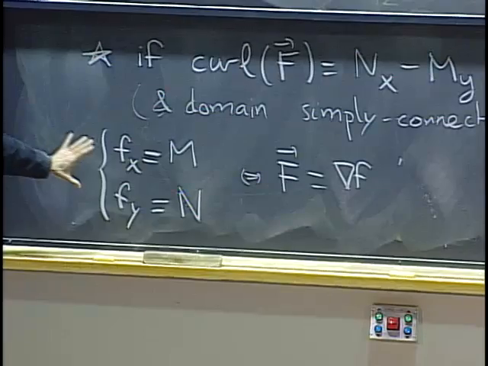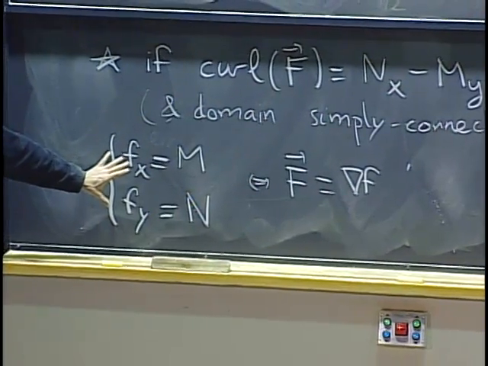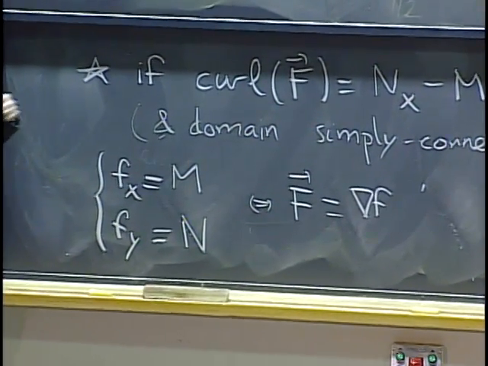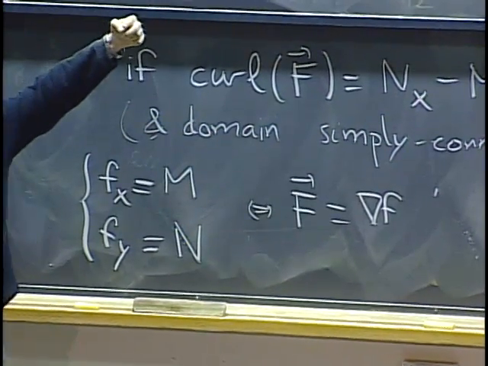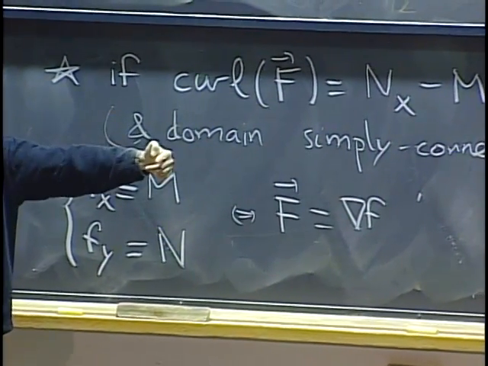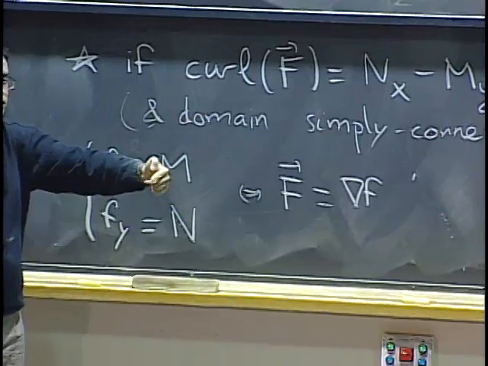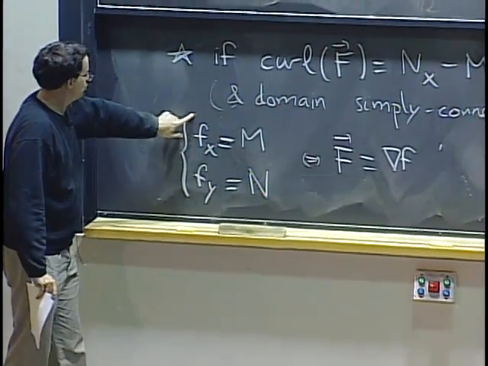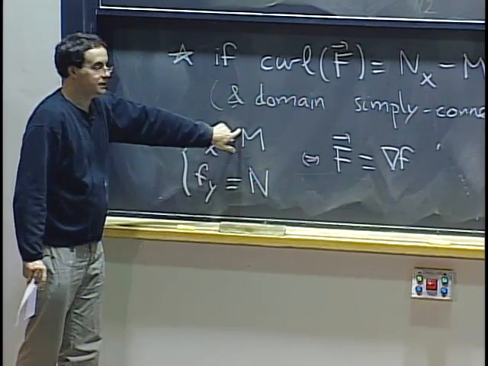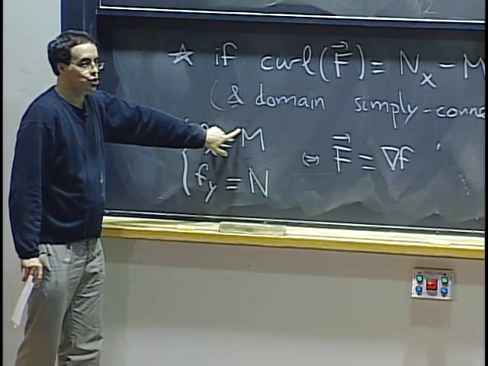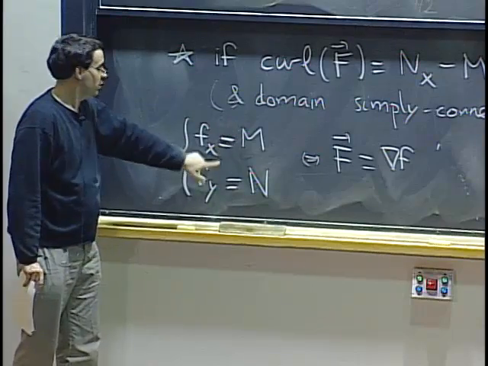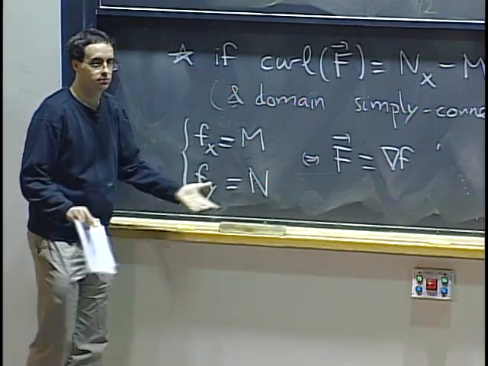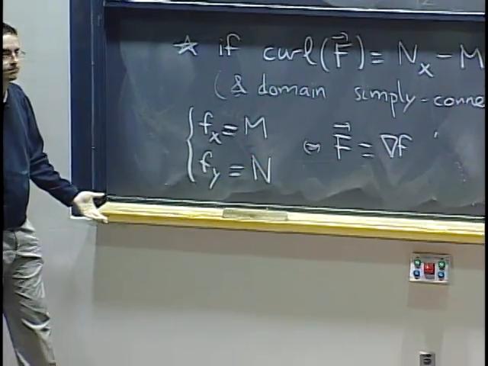And how do we find this function little f? Well, we've seen two methods. One of them involves computing a line integral from the origin to a point in the plane by going first along the x-axis, then vertically. The other method was to first integrate with respect to x, and then we differentiate our answer with respect to y, and we compare to get the complete answer.